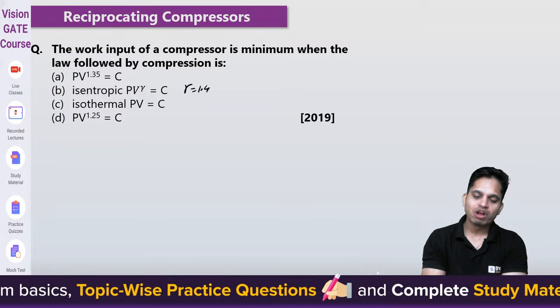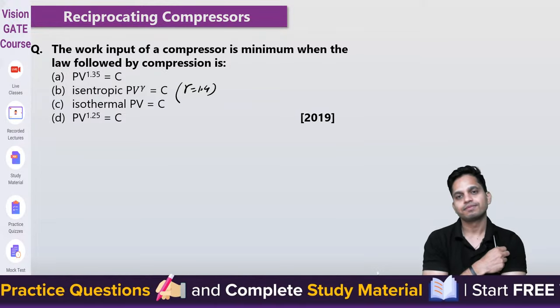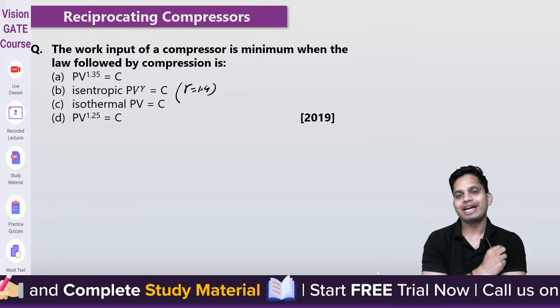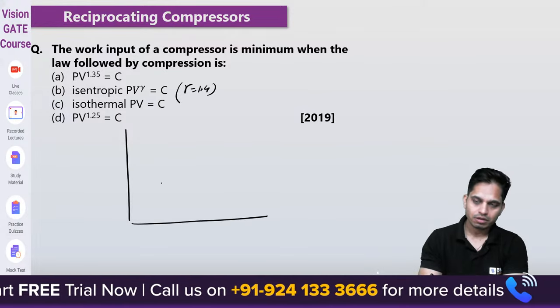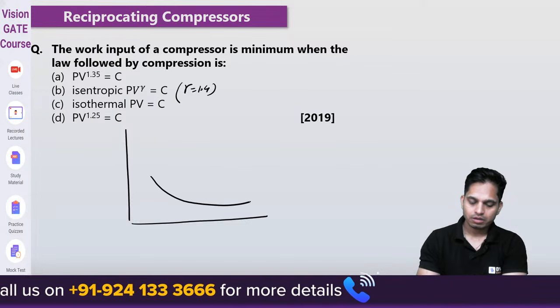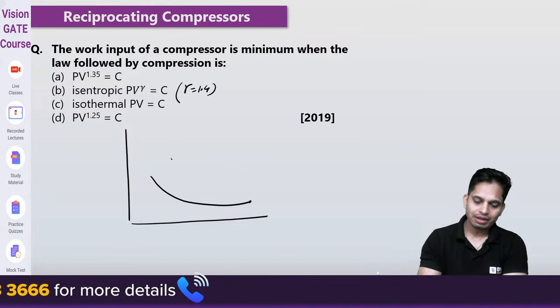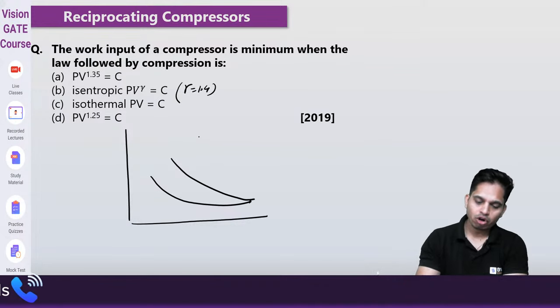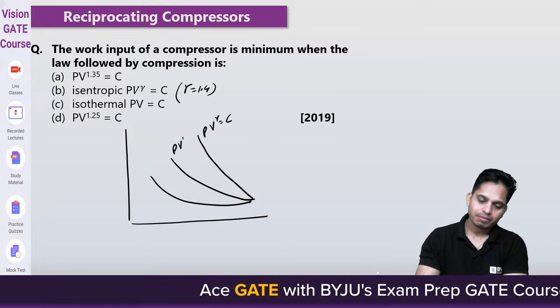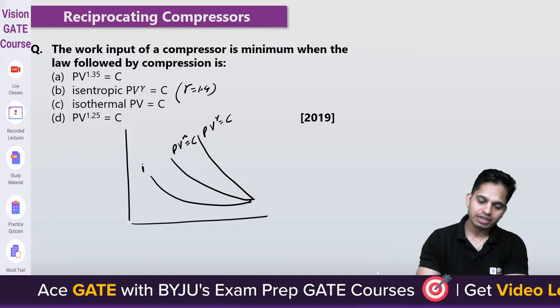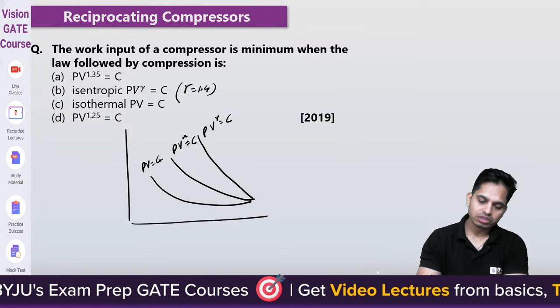Gamma, assuming it is 1.4, let's say. Yes, C is correct. It should be isothermal. This will be isothermal. This will be polytropic. This will be PV^gamma equals constant. PV^n equals constant. PV equals constant.